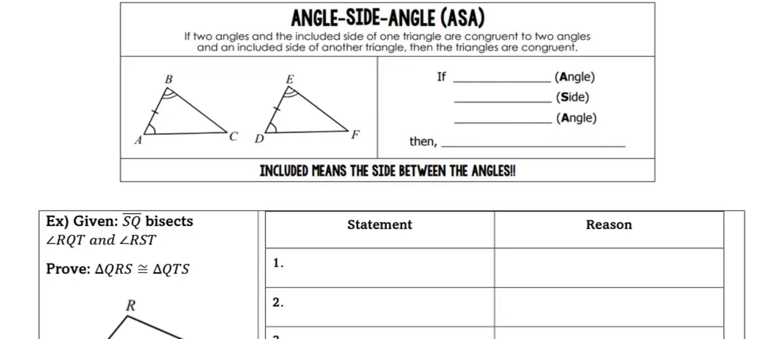Right, angle, side, angle. Same kind of thing. We have two angles, except now we do have that side that's sandwiched in between them. So we have an angle A congruent to angle D. Side AB is congruent to side DE. And angle B is congruent to angle E. So once again, ABC is congruent to DEF.